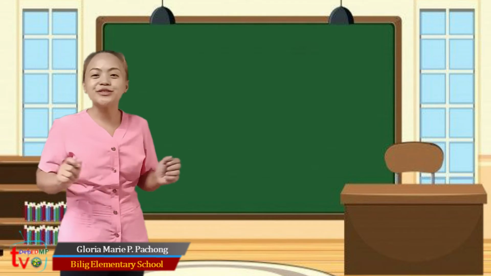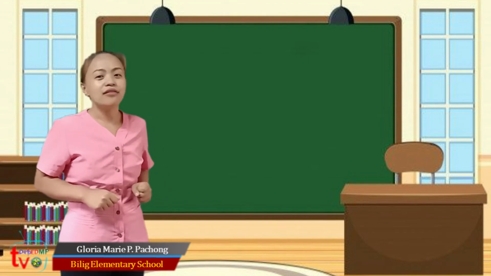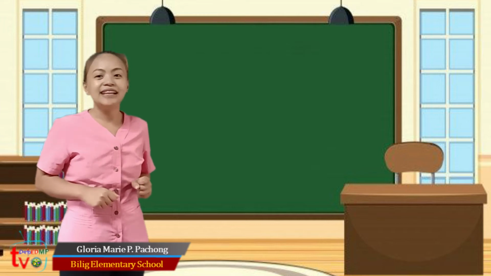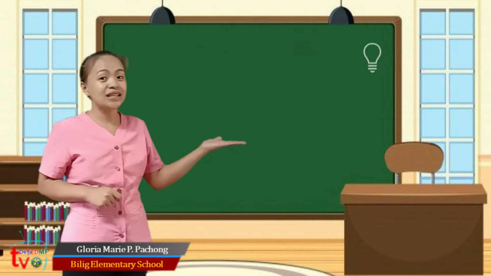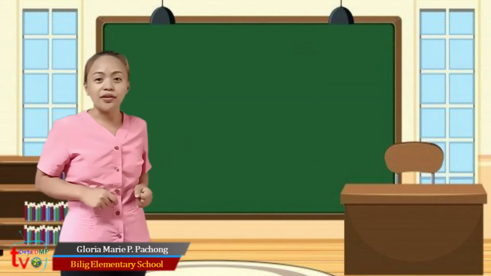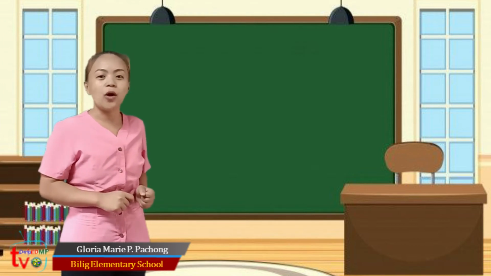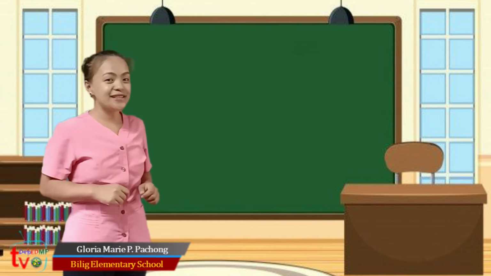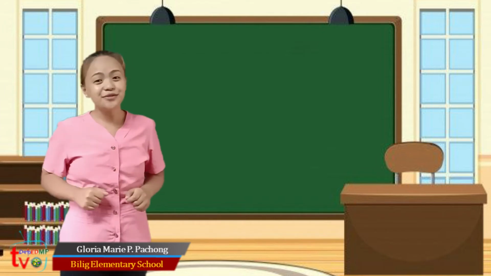In adding or subtracting dissimilar fractions, it is important that we master the skill in finding the least common denominator or the least common multiple of the denominators. There are 3 methods that you can use in getting the least common multiple. Do you still remember these methods? Come, let's review them.